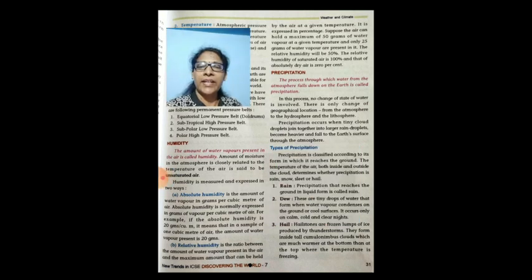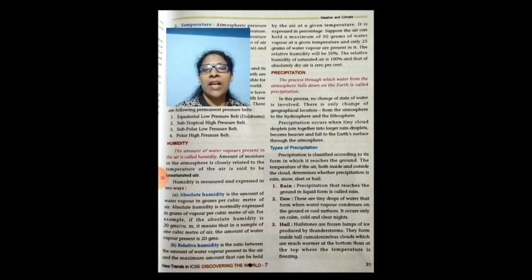The next element is humidity. What is humidity? The amount of water vapor present in the air is called humidity. The amount of moisture in the atmosphere is closely related to the temperature of the air. Humidity is measured and expressed in two ways: absolute humidity and relative humidity. So now we are going to study absolute humidity and relative humidity.